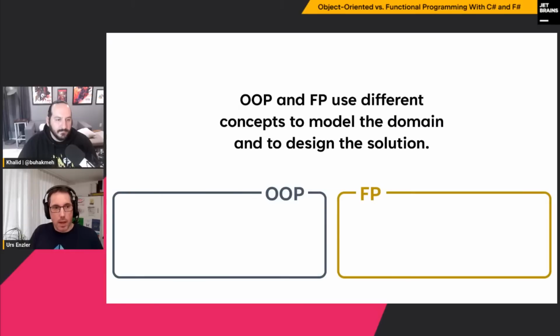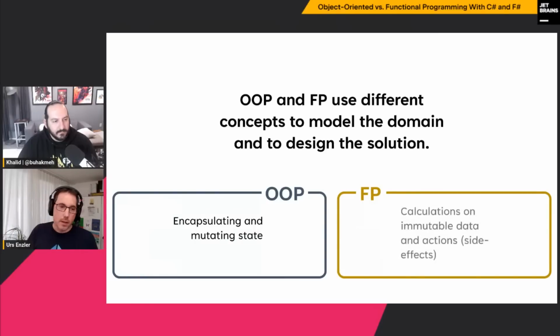So, you see the main difference when I look at object-oriented programming and functional programming is the concepts which are used to model our solution, or the way we think about how we can design our solution. In OOP, the main thing is that we work with state that we encapsulate in objects and let these objects talk to each other. In functional programming, we build programs by writing calculations that work on immutable data, and if we need side effects, we use actions, as I have shown.